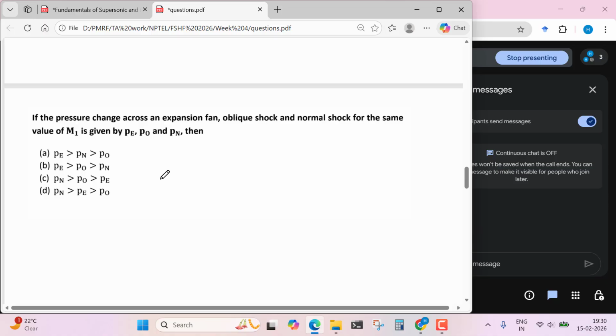If the pressure change across the expansion fan, oblique shock and normal shock for the same value of M1 is given by PE, PO and PN, then C. C is also correct.